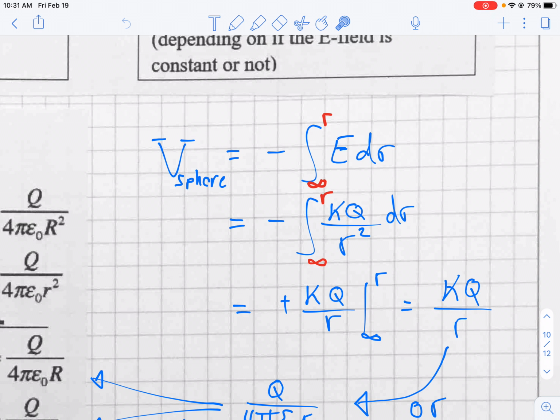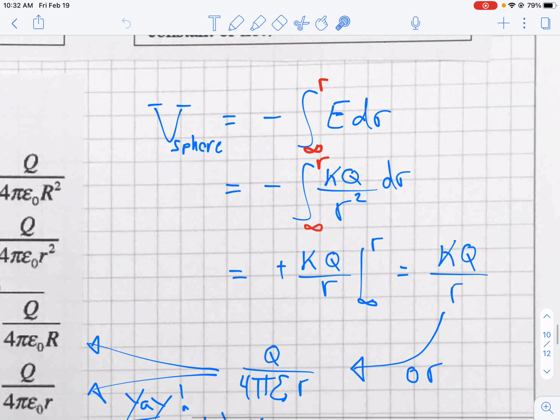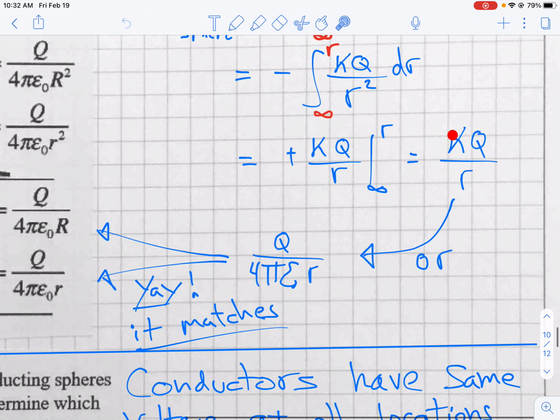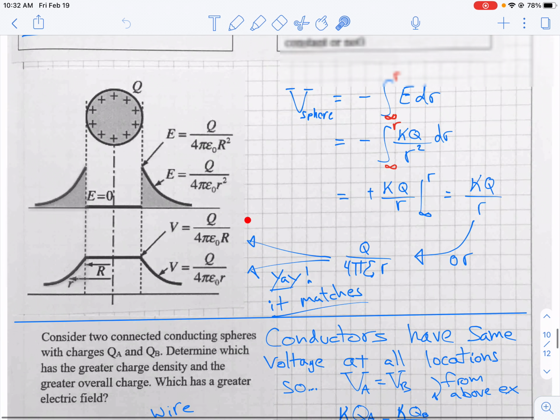So here, this is the integral form of the relationship between voltage and electric field. We're going to integrate from infinity to some radius r. We get KQ over r when we do, and K is 1 over 4 pi epsilon naught. So the result that we get matched what was over here, right?